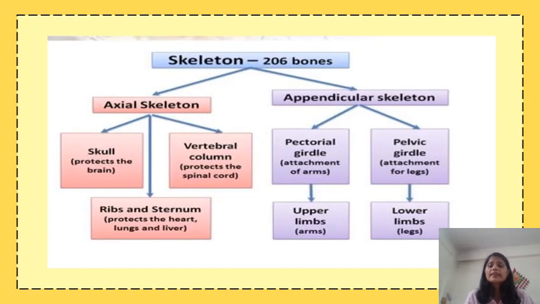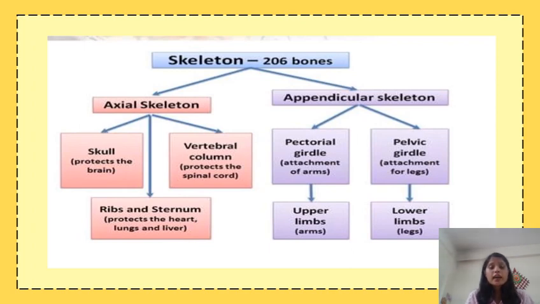Our human skeleton system is divided into two parts, axial skeleton and appendicular skeleton. So axial skeleton के अंदर skull होता है, vertebral column होता है, ribs होता है और appendicular skeleton के अंदर pectoral girdles होते हैं और pelvic girdles होते हैं.